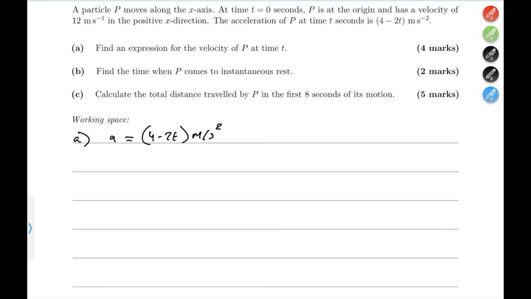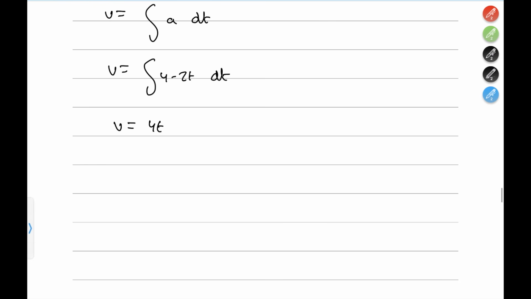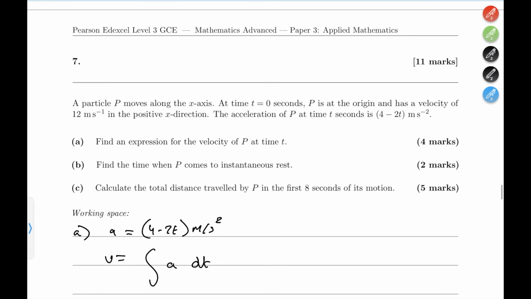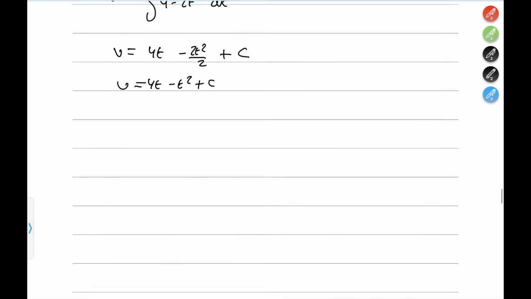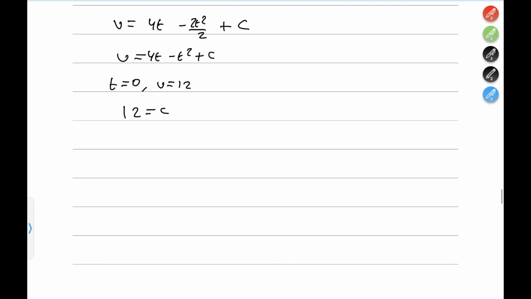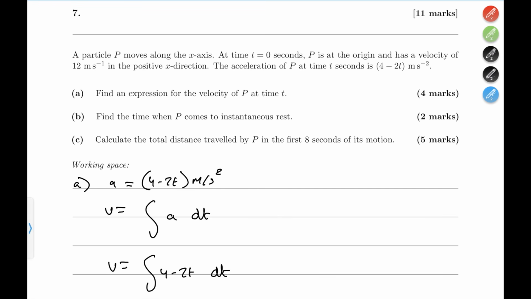So to get from acceleration to velocity, we know that velocity is the integral of acceleration with respect to time. So v is the integral of 4 minus 2t dt. So v is equal to 4t minus 2t squared over 2 plus c. Let's not forget our constant of integration. So v is equal to 4t minus t squared plus c. And at t equal to 0, the velocity is 12 meters per second. So 12 is equal to c. So we can therefore say v is equal to minus t squared plus 4t plus 12. So that is our expression for velocity at time t.